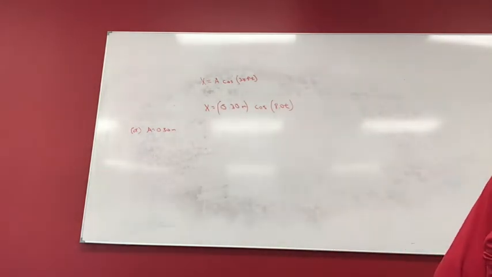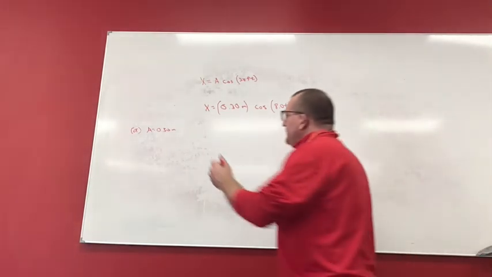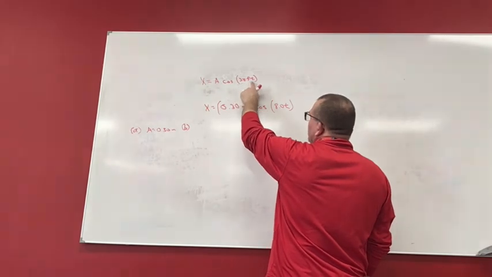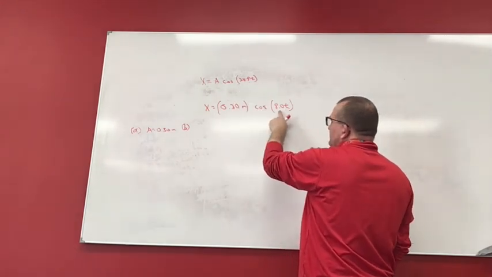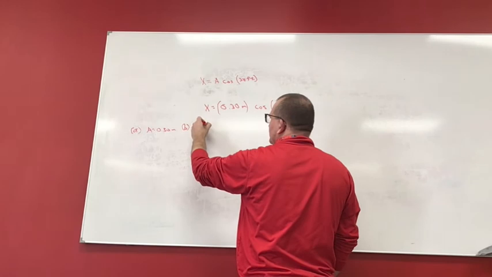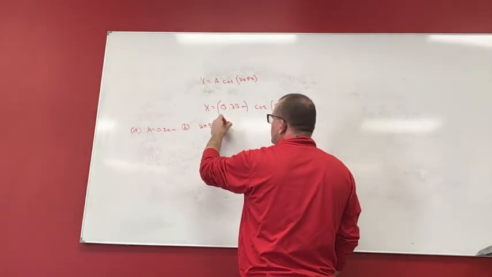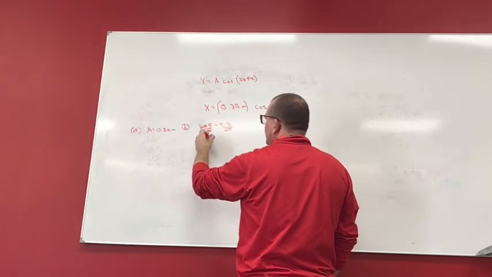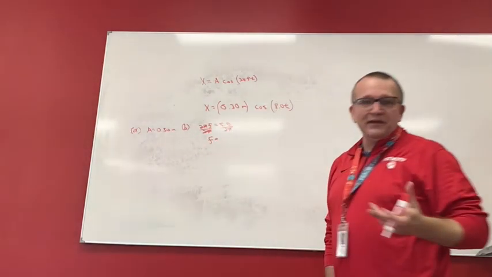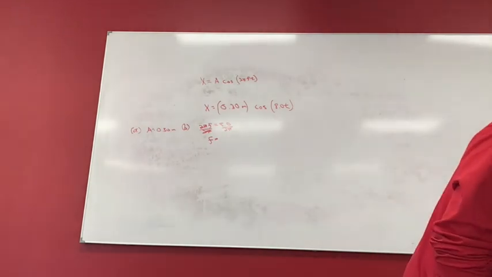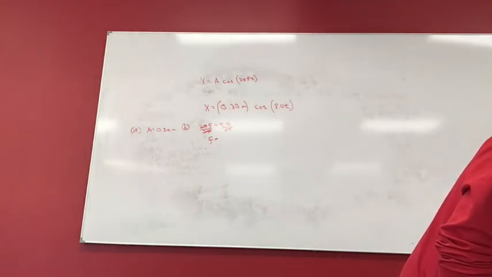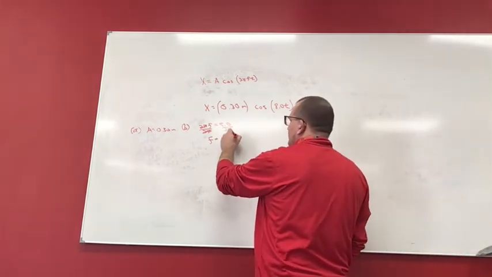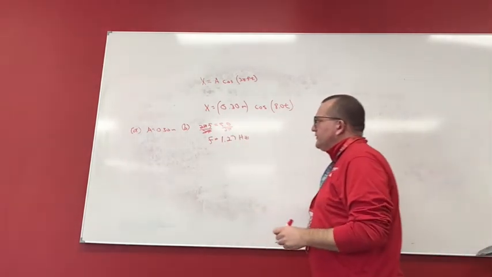B is asking the frequency. So now B wants to know the frequency. So 2 pi frequency t, there's our t, so this is going to be 8. So 2 pi times frequency equals 8, so frequency is 8 divided by 2 pi. And 8 divided by 2 pi is 1.27. So our frequency is 1.27 hertz.